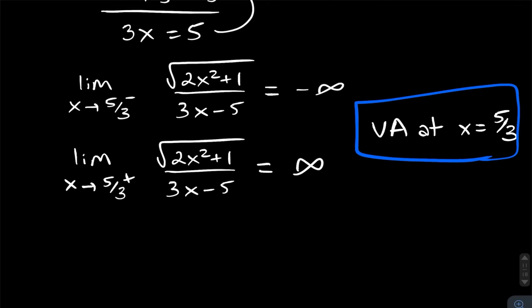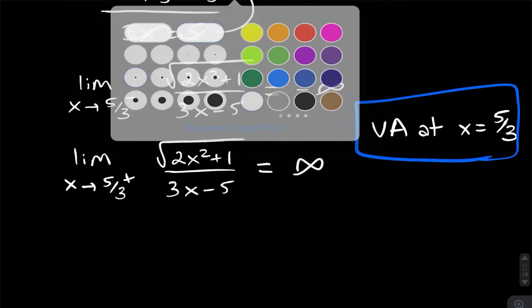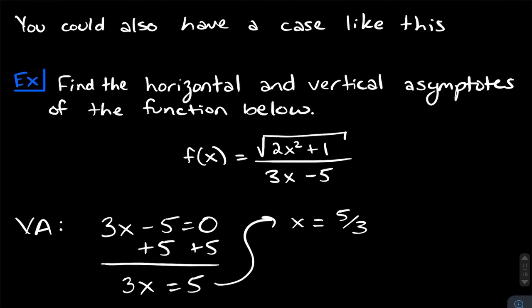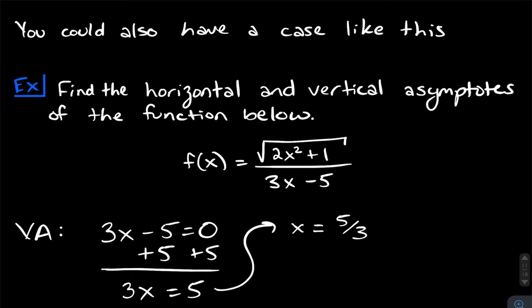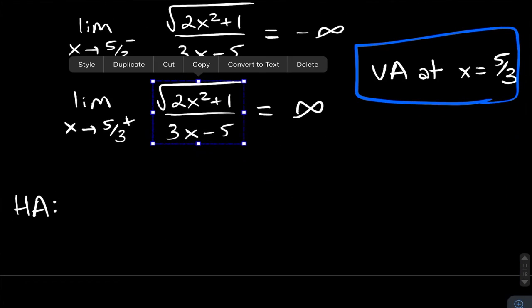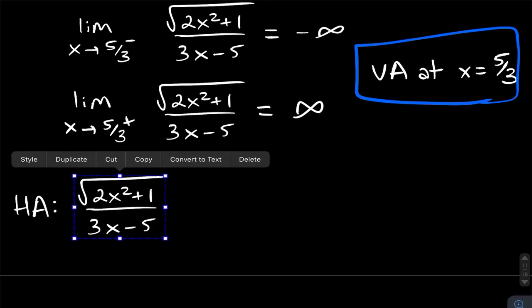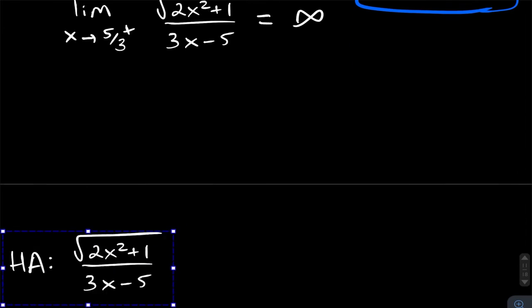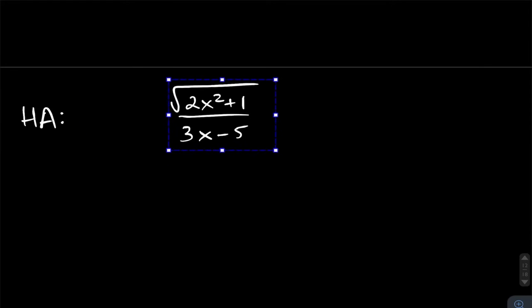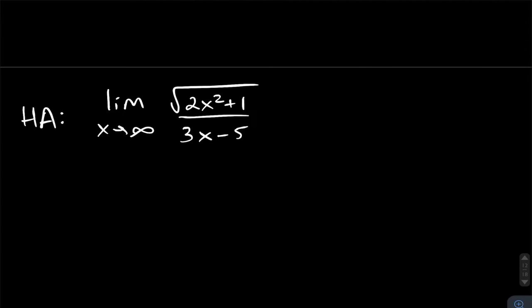So that's one of our answers here. But this problem also asked for horizontal asymptotes, so we've got to figure those out. The horizontal asymptotes of this function are going to be a little bit tricky. For this function, we'll start off with the first limit as x approaches infinity. Then we do a limit as x approaches negative infinity.